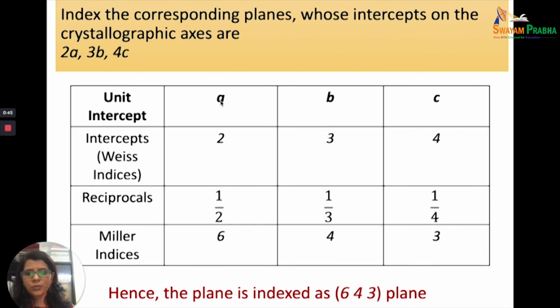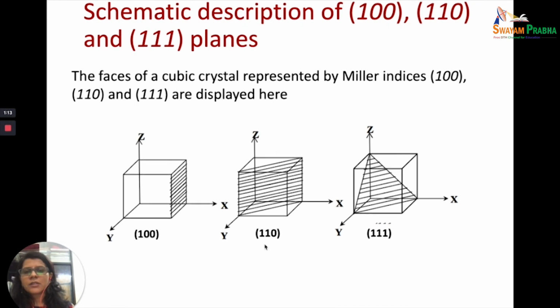Another one: 2A, 3B, 4C. The intercepts are 2, 3, 4. You take a reciprocal, 1 by 2, 1 by 3, 1 by 4. You get the Miller indices as 6, 4, 3. Why? Because the LCM of 2, 3, 4 is what? 12. So when you make them into clear numbers, you get 6, 4, 3, and the plane is indexed as the 6, 4, 3 plane.